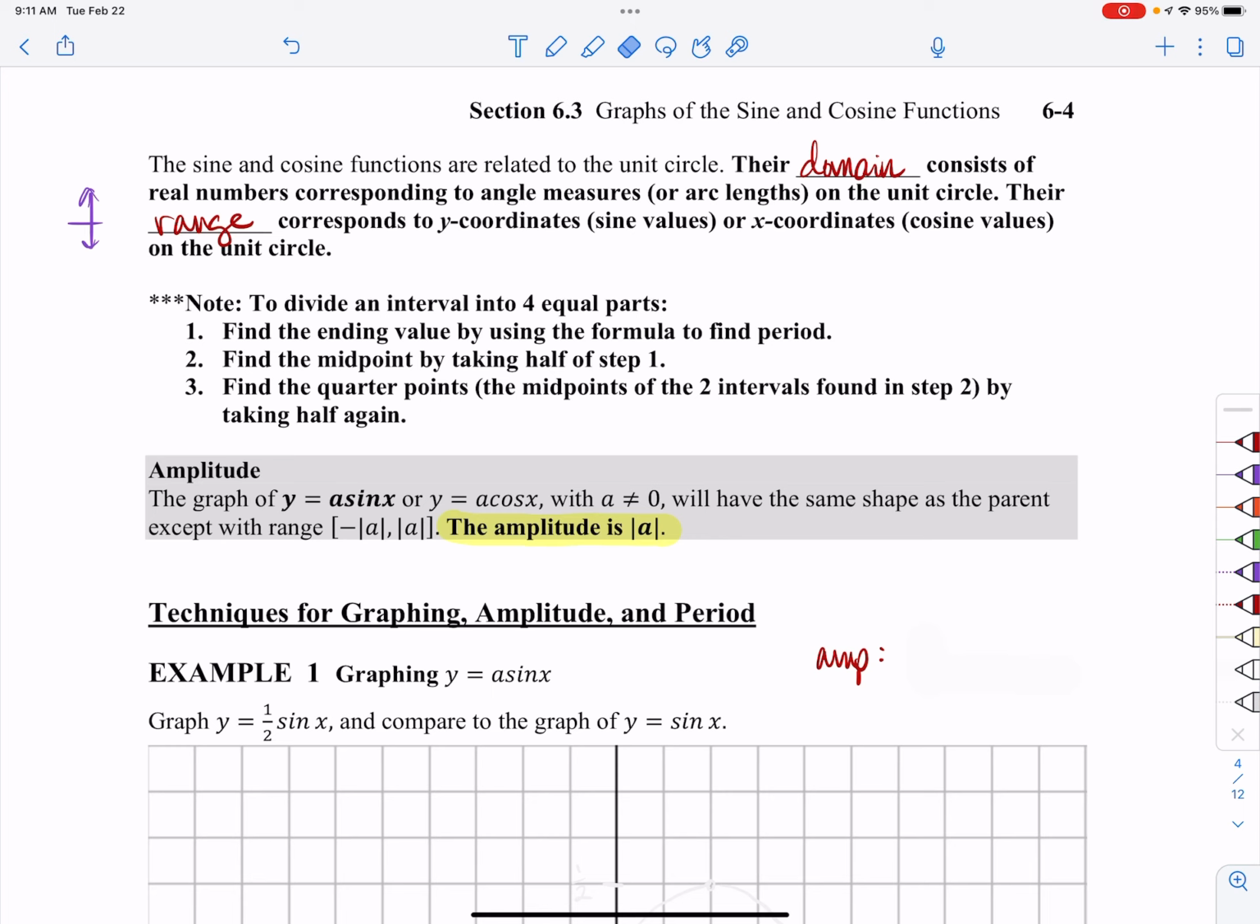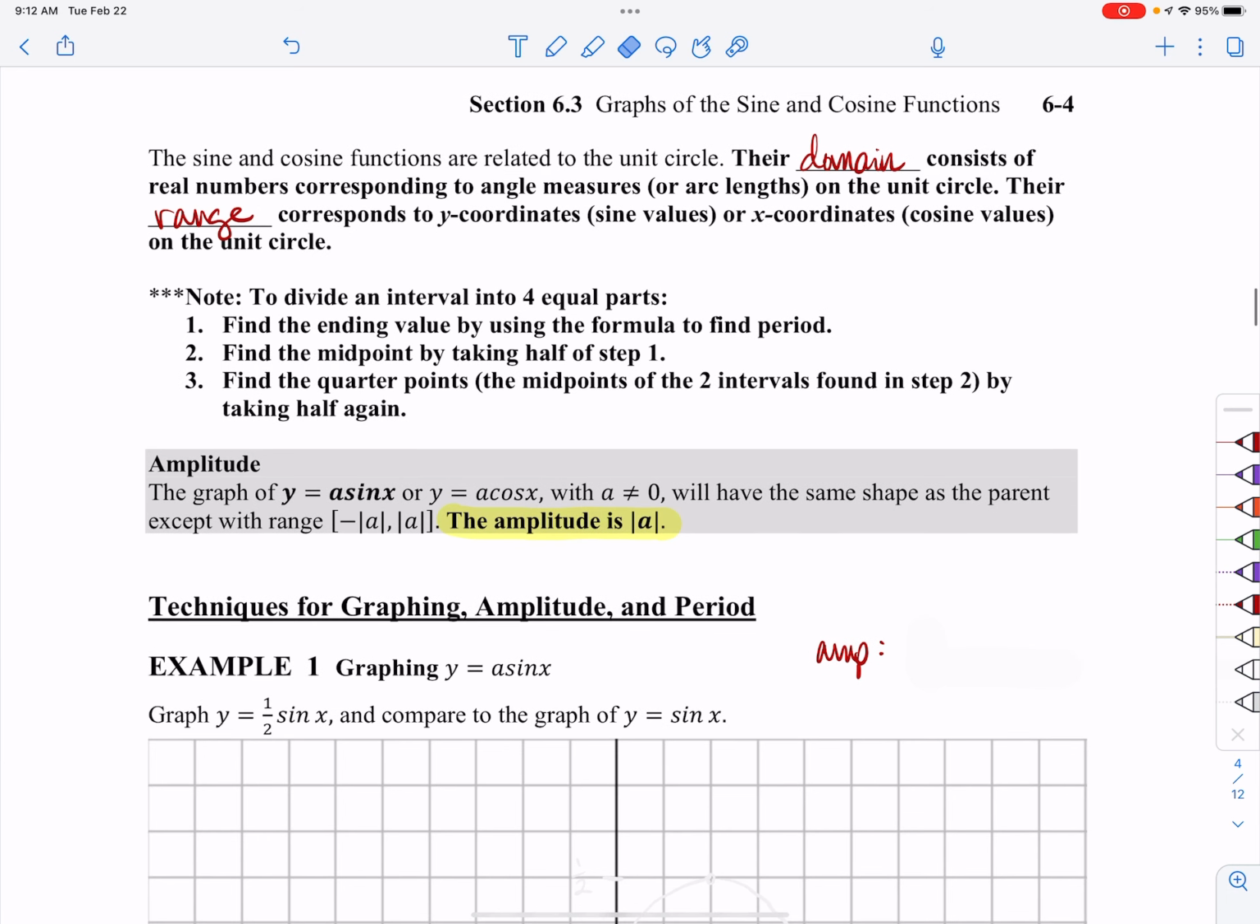Before I do this, notice that the sine and the cosine are going to be related to the unit circle. The domain is going to consist of the real numbers that correspond to my angle measures. The domain is either in degrees or most likely radians, but the x values are going to be my angles on the unit circle. The range is going to be, if we're talking about the sine graph, the y values of my coordinates. And if we're talking about the cosine graph, it's going to be the x values of my coordinates on the unit circle. So just realize that this all does go back to the unit circle.